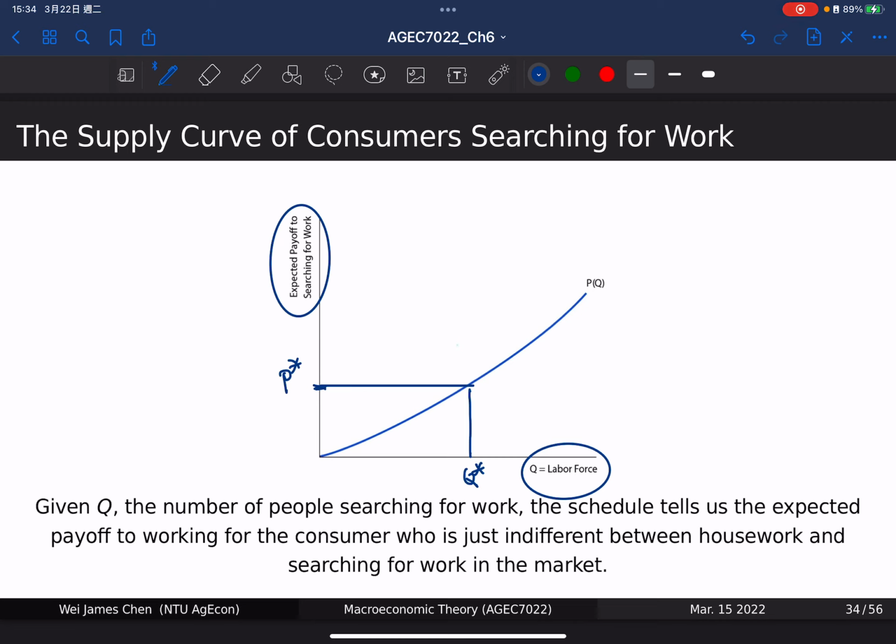Think of P as the price. The reason why we say that this works like a supply curve is because if the price is that high, that many workers will come out and search for a job. If the payoff is even higher, the benefit of searching for a job is even higher, and there will be more workers searching for a job, right? So the relationship is a positive correlation.